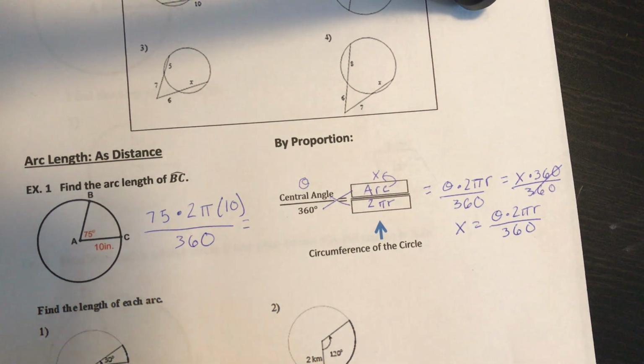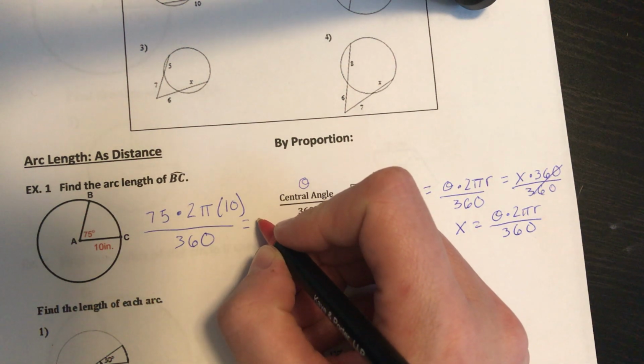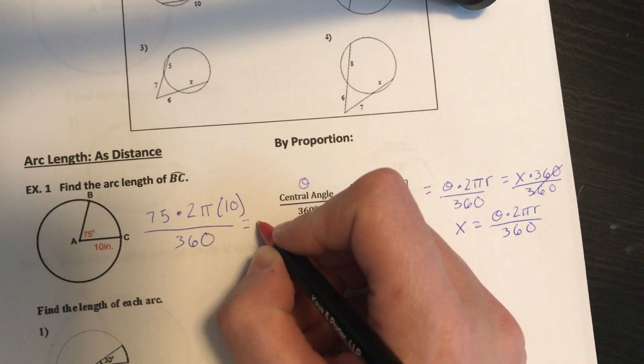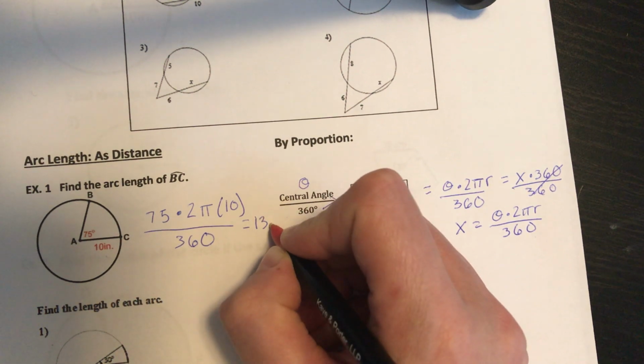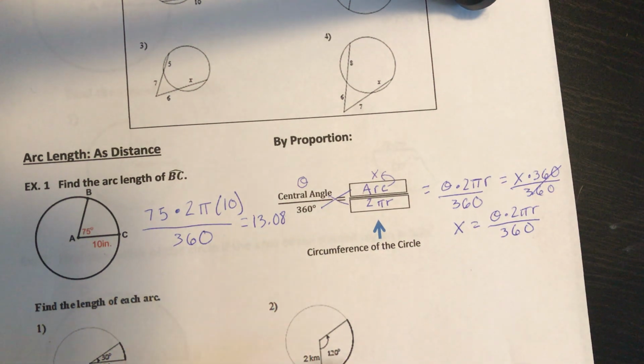And you should have gotten around 13.08333. So I'm just going to round this to 13.08. Okay? And so there we go. So let's go ahead and I'm going to have you pause the video and I want you guys to try these next two.